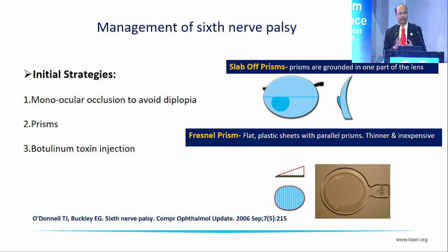So the prisms, there are two types, slab of prism and the Fresnel prism. However, most of the time you can tide over the acute response of the patient to the diplopia, but most of the patients are not very happy. They want the permanent solution. So over a period of time, in the early phase, you can subject them to Botox injection. But again, there are pros and cons of using Botox, understanding the natural recovery of these patients with sixth nerve palsy.